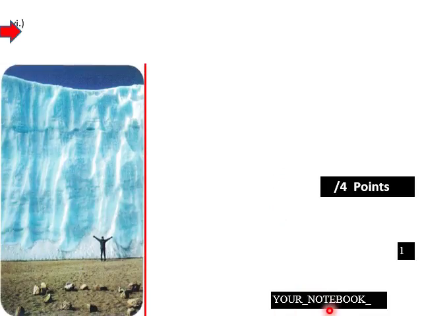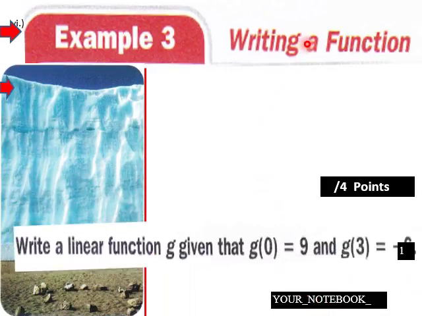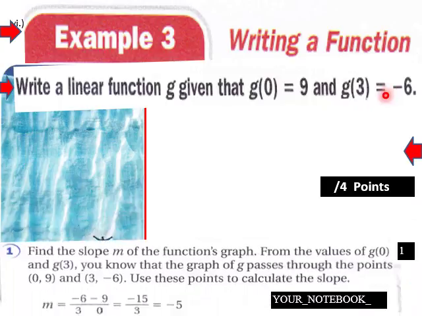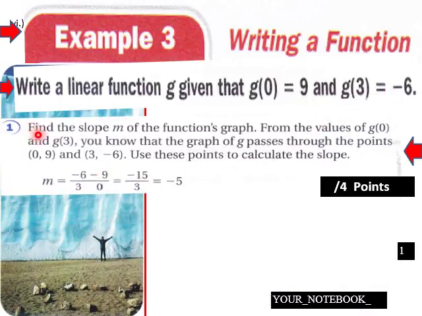And this is a notebook entry here. Writing a function, example 3. Write a linear function g given that g of 0 equals 9 and g of 3 equals -6. To find the slope m of this function that connects these two points, you know that the graph of g passes through the points (0, 9) and (3, -6). This is x and this is y.